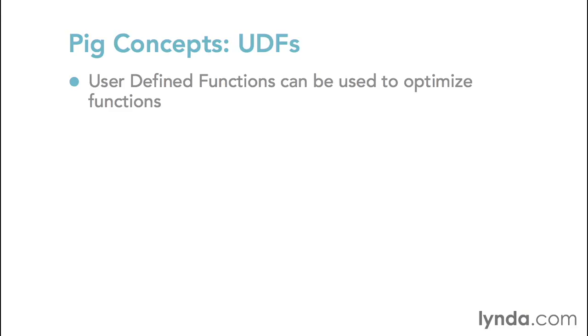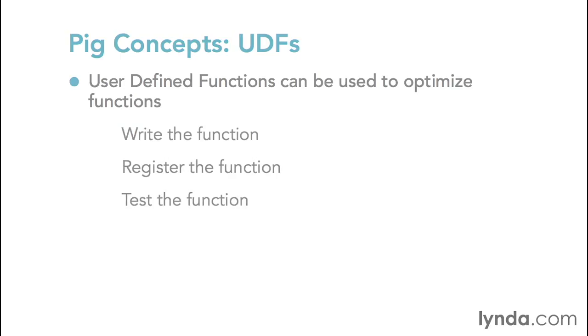The idea is that if you do not get adequate performance out of a Pig-defined function, you can write your own. So if you're doing that, you're going to need to write the function, register the function. I highly recommend you test the function under load, and the functions can be written in Java or Python, and then they can be combined as part of your Pig workflow.